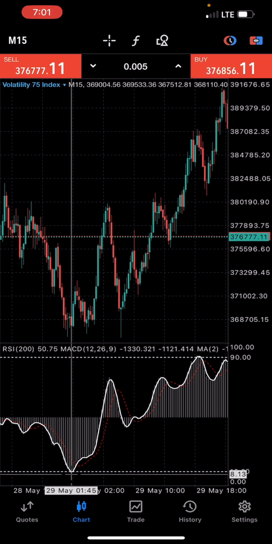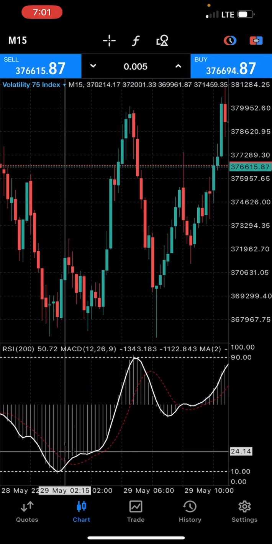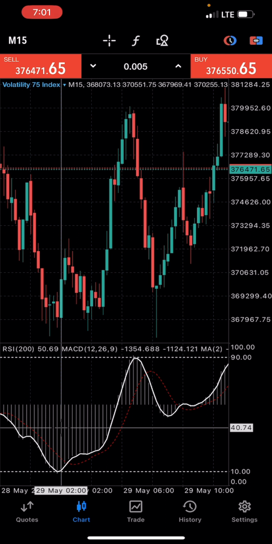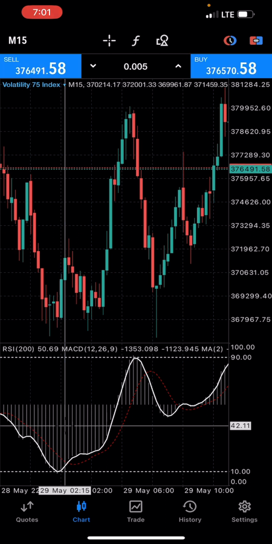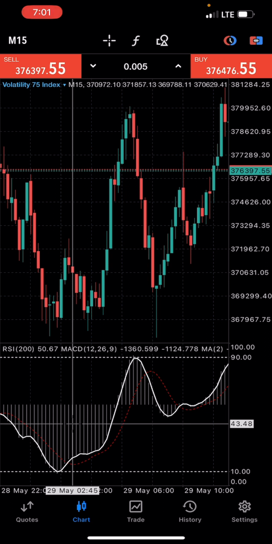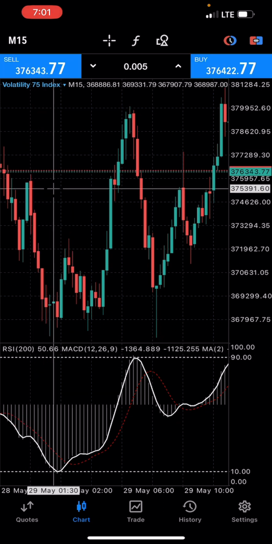And an example here. Let's see where it crossed. Crossed here. Then we enter here. Put our stop loss here. I think we could get 1 to 3 or 1 to 2 here.